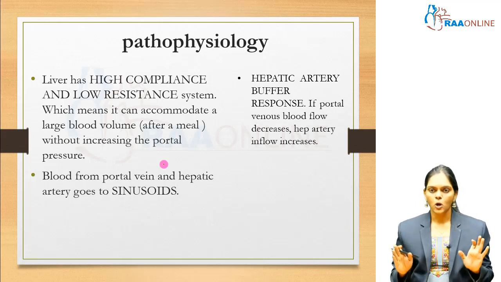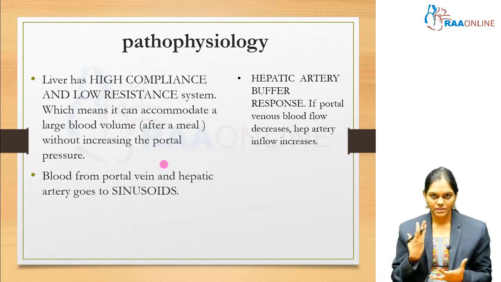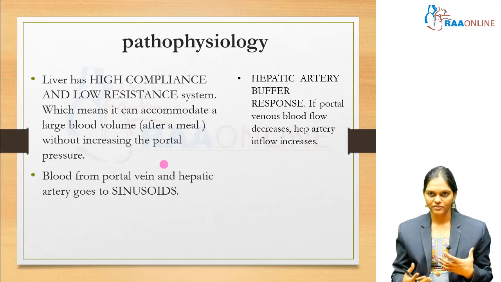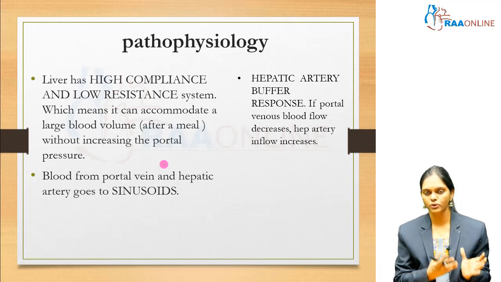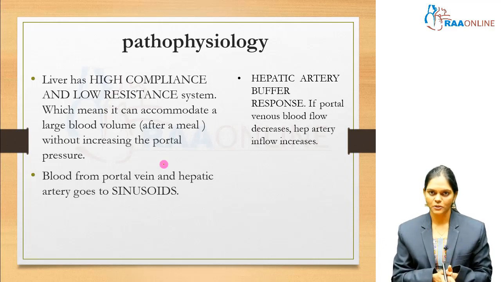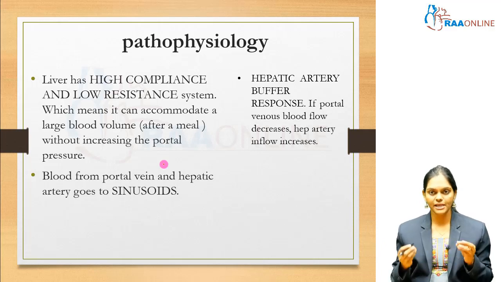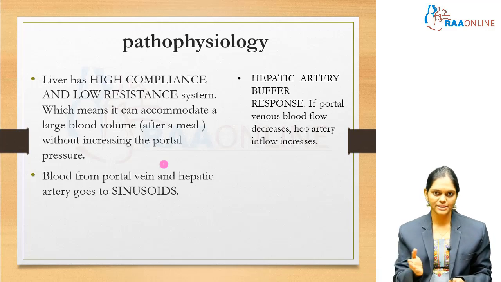How does the liver accommodate so much of the blood that we receive? So much of blood, as in after a meal, after we have a heavy meal, we are going to have a lot of blood going into the intestines and the entire GIT, and all that blood is going to go into the portal vein and it's going to go into the liver, right? So, that is because the liver has a high compliance and low resistance system, which means it can accommodate a lot of blood, okay?